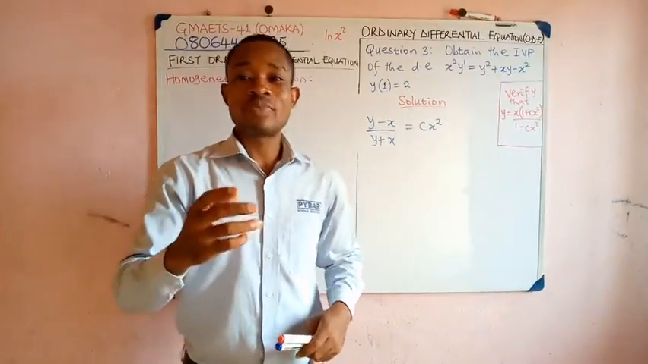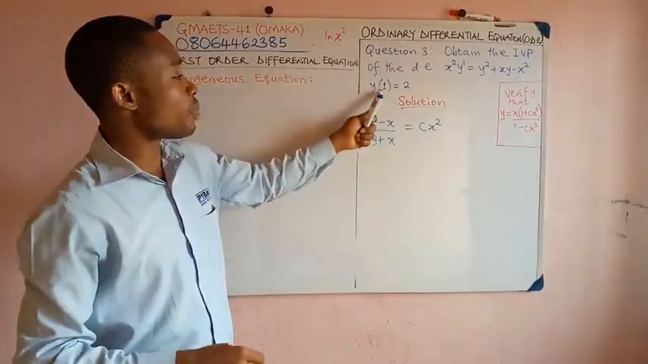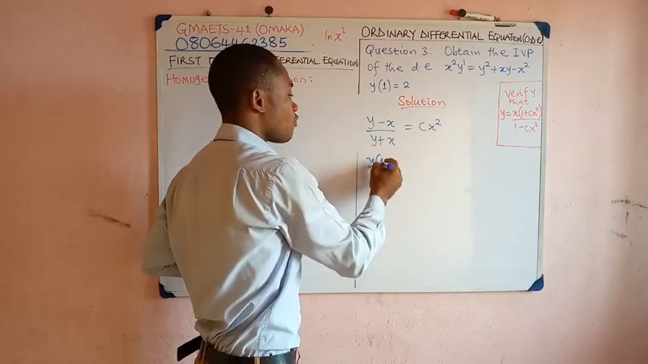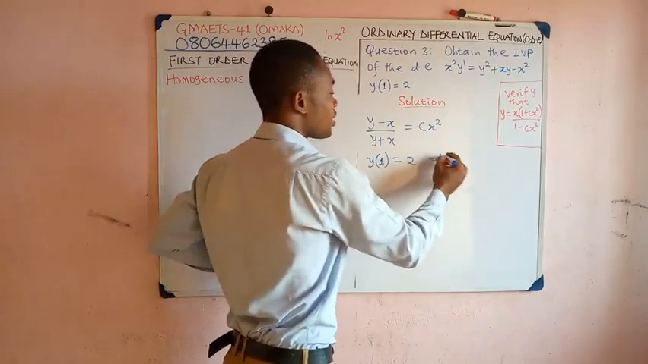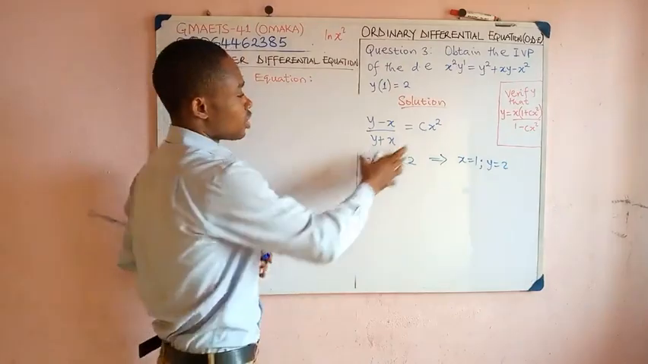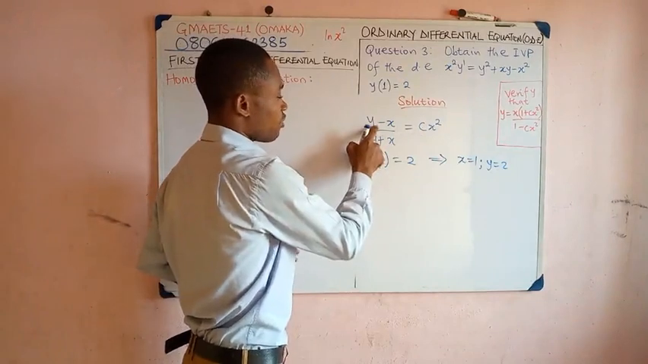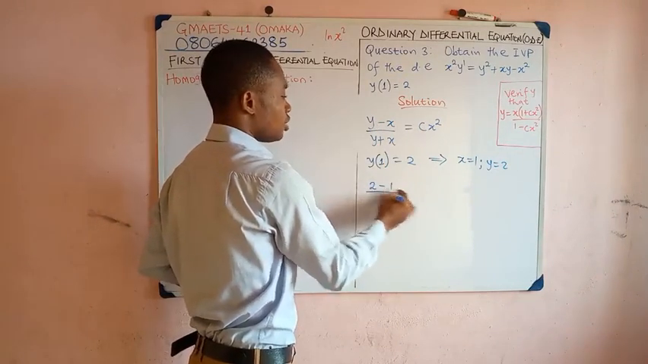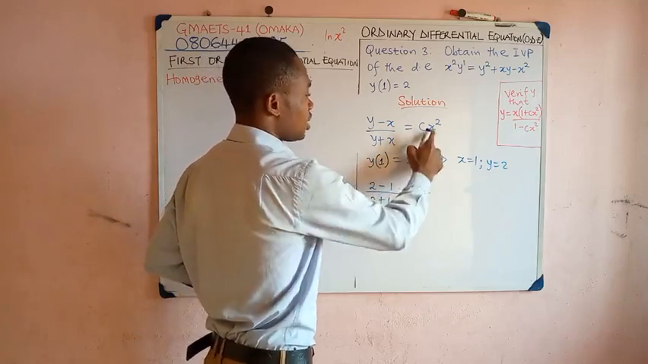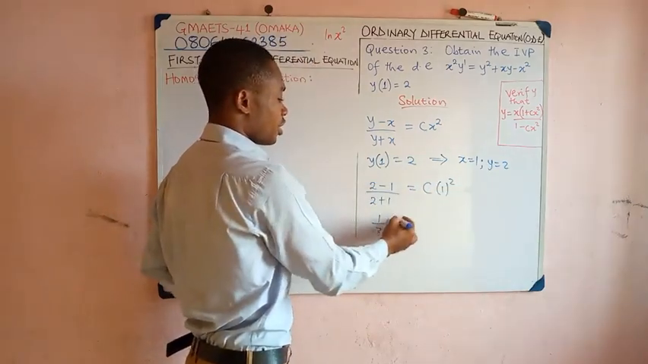Alright, now we want to obtain the IVP value of this general solution. Is that okay? We want to obtain the IVP using this condition given to us. So we'll move on here. y of 1 is equal to 2. Implies that x is equal to 1 and y is equal to 2. That's the meaning of that, okay? So we're going to come into this general solution. I'm fixing x equal to 1 and y equal to 2. So we'll come over here. This is 2 minus 1 all over 2 plus 1 equal to c times 1 raised to power 2. So the numerator will give us 1 over 3 equal to c.